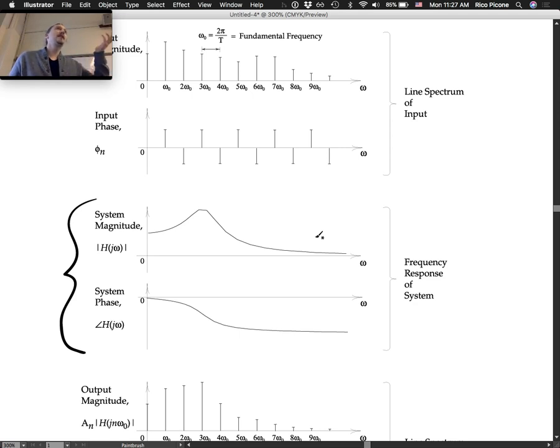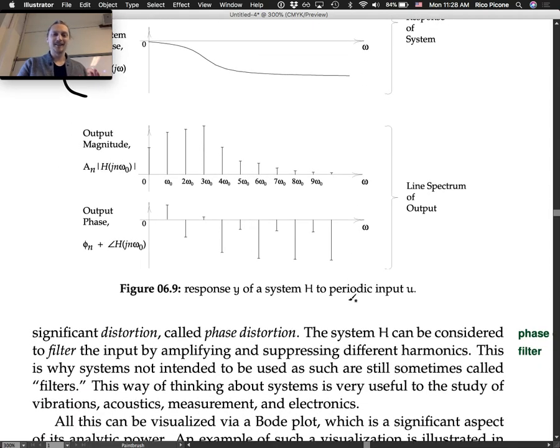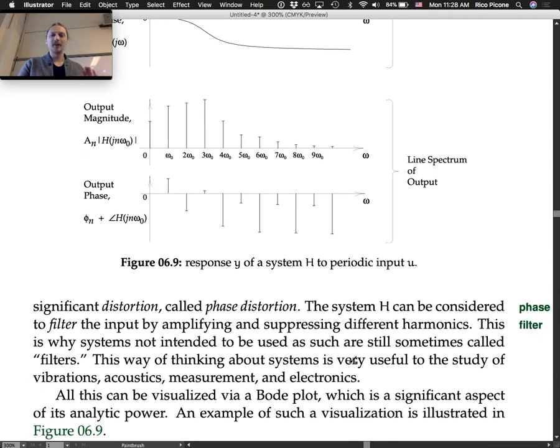And when you get to vibrations, that next class, then in your senior year, thinking like that, especially about mechanical systems, as being, often we'll even call them filters for input periodic signals. Okay? So, let's see. Did I cover all of that? Yeah, so this way of thinking is very useful for the study of vibrations, acoustics, measurement, and electronics. So it's a whole bunch of stuff.